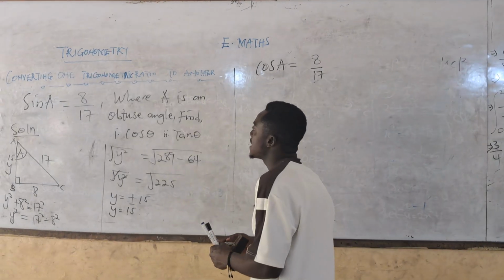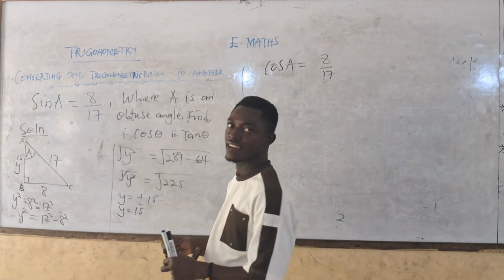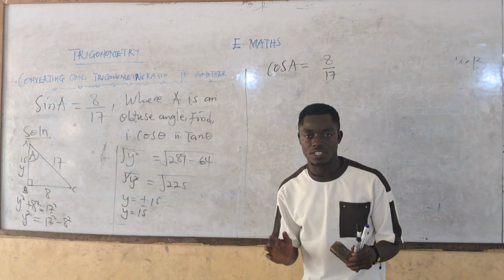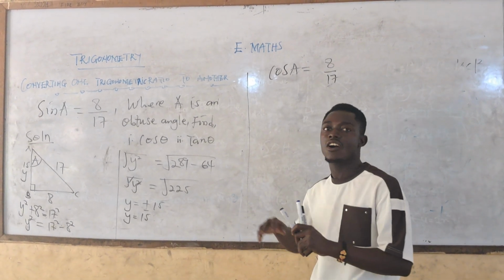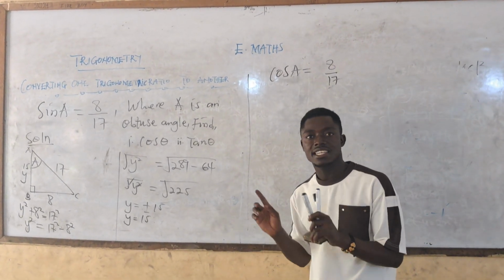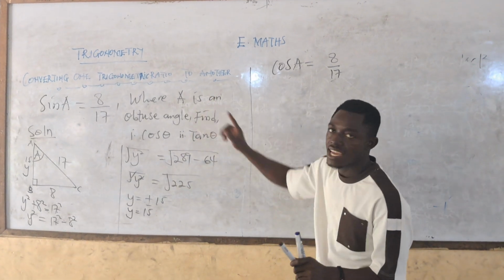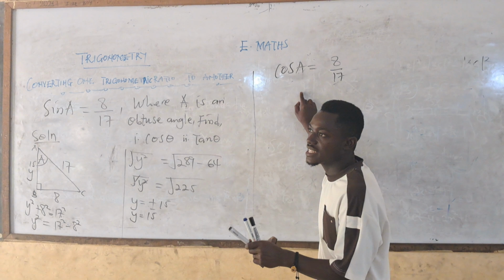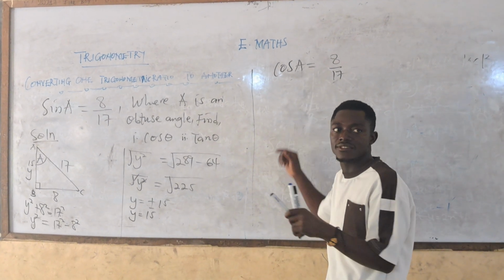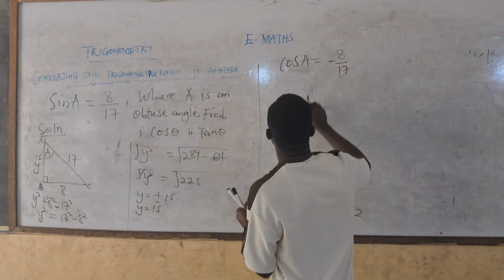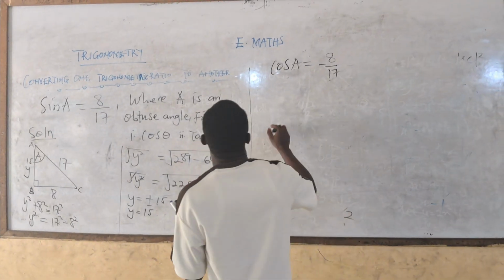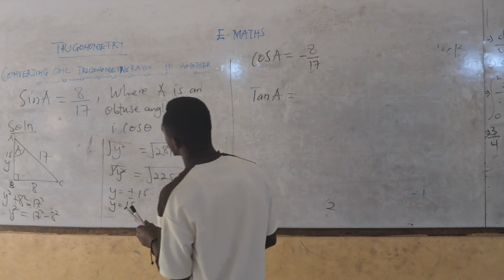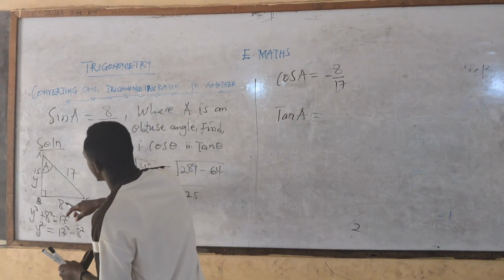But they said A lies in the second quadrant, and in the second quadrant, as we learned in the previous lesson, sine is the only one that is positive. In the first quadrant, all the ratios are positive, but in the second quadrant, only sine is positive. So whatever you find in the second quadrant, other than sine, will be negative. Therefore, cos becomes negative. Then tan of the angle A becomes opposite over adjacent.